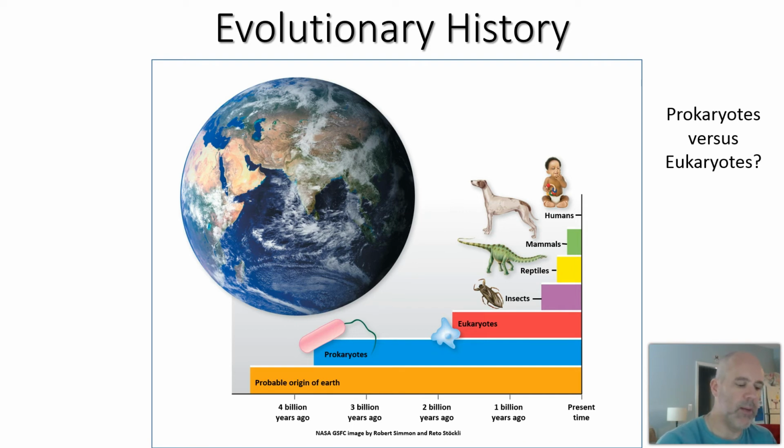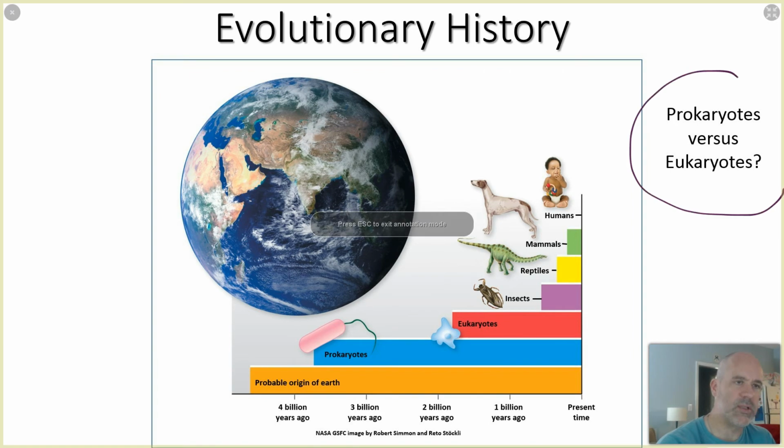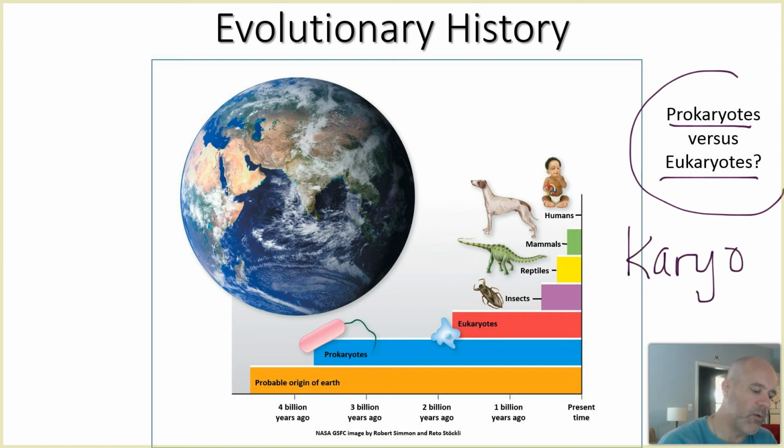We're going to hear quite a bit about prokaryotes versus eukaryotes throughout the semester. There are two major types of cells on the planet: prokaryotic cells and eukaryotic cells. Karyo refers to nucleus. So in eukaryotic cells, the prefix "eu" means true.